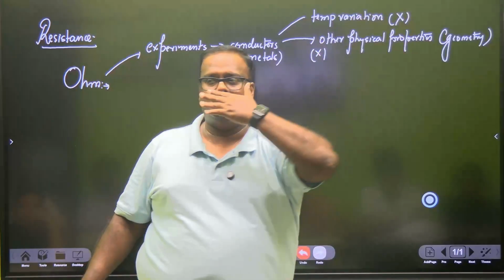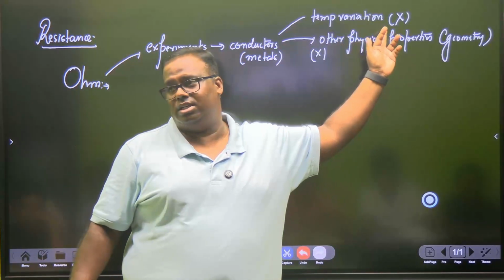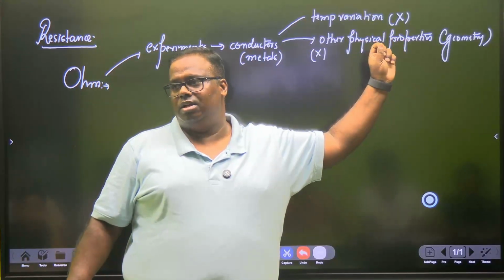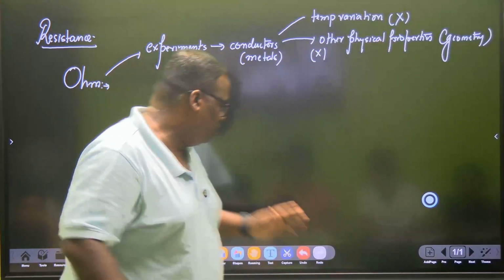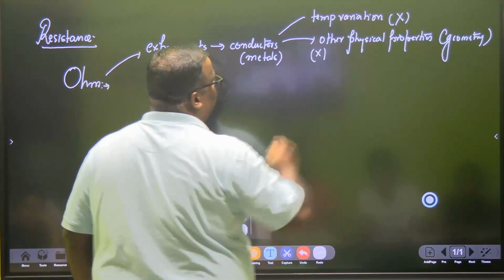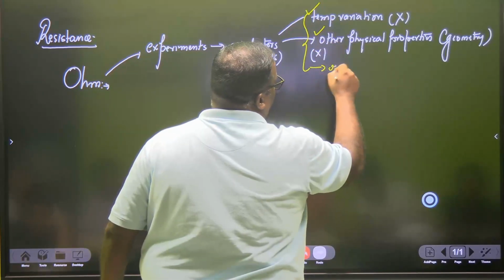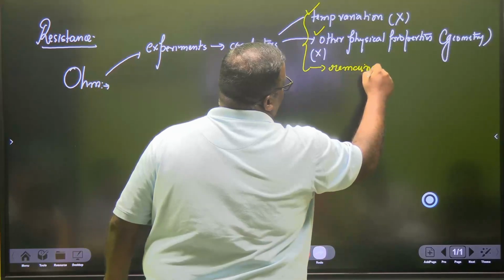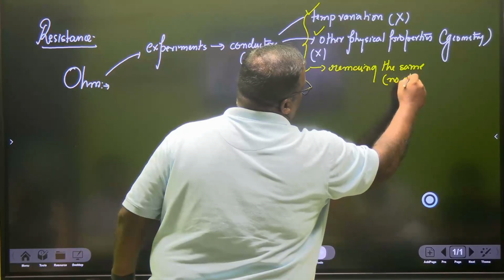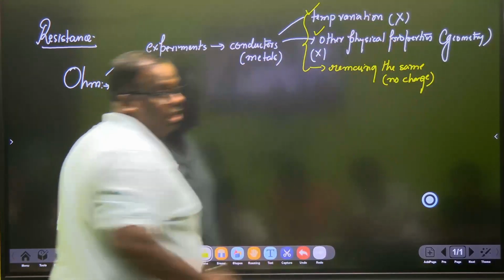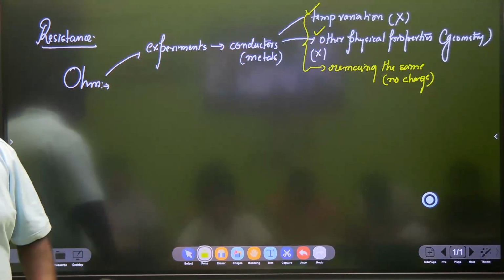It's not that you are testing one at temperature T1 and another at temperature T2. These two are very important, and you will understand the importance in grade 12. Temperature cannot be varied, and other physical properties will not be varied. So temperature and other physical properties remain the same, with no change. And he started some experiments with conductors. The conductors were metals. Understood?